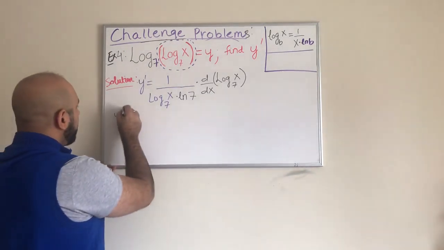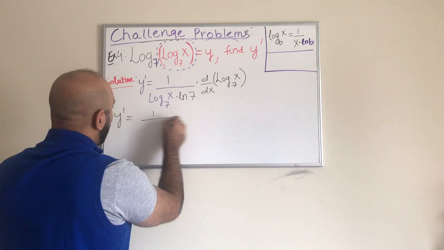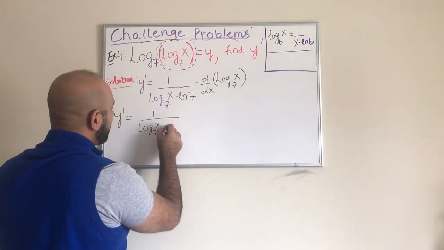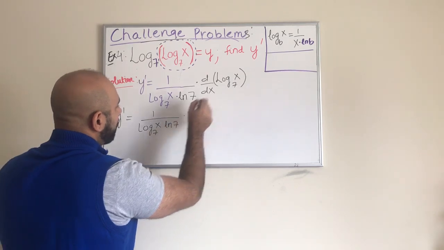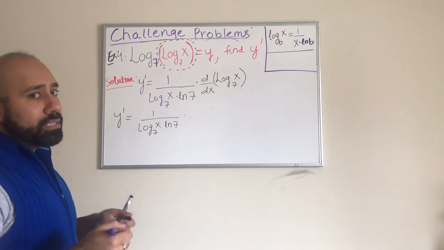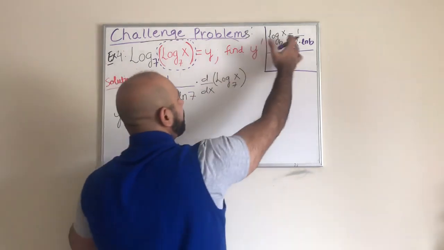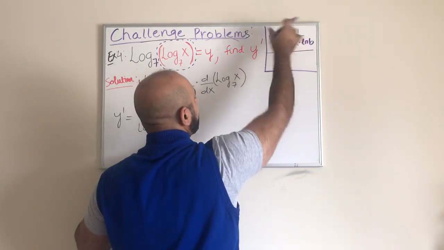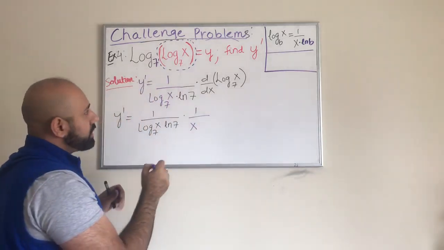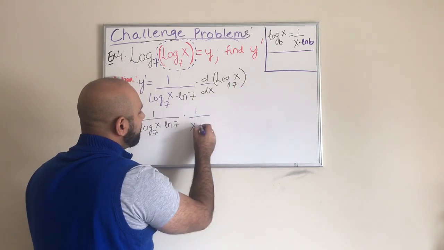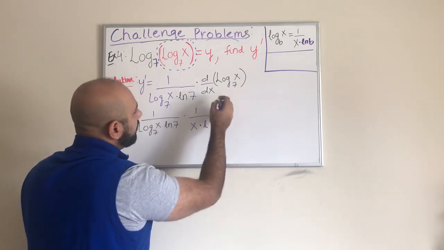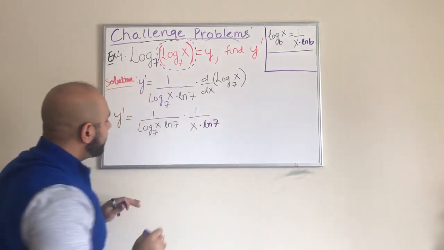Now moving on, this is going to be 1 over, I'm just going to rewrite this, log of x base 7 times ln of 7. Guys, now we have to evaluate the derivative of this just log function, log x base 7. So it's very simple. We simply have to use this formula. Using that formula, it's going to be 1 over x, the inverse, but you have to multiply again the denominator by the ln of the base, which is ln of 7.